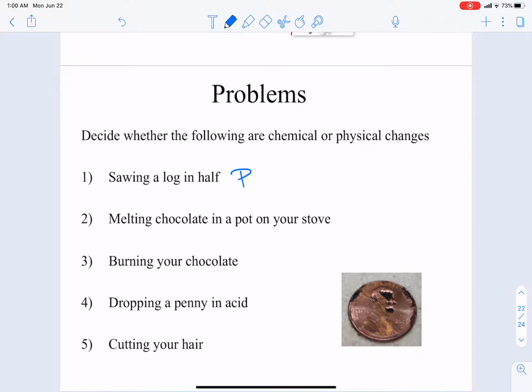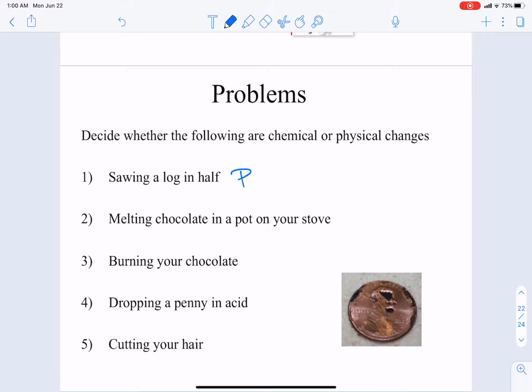Now, I always get one student in the class who gets really particular and says, well, what if the saw was causing friction where it was sawing the wood, and the friction caused heat and it burnt the wood? Well, then that would be a chemical change. But if I don't say something like that, just keep it to the basic question that I'm asking. I'm not trying to trick you in this class.